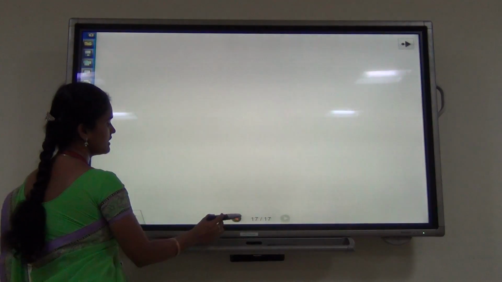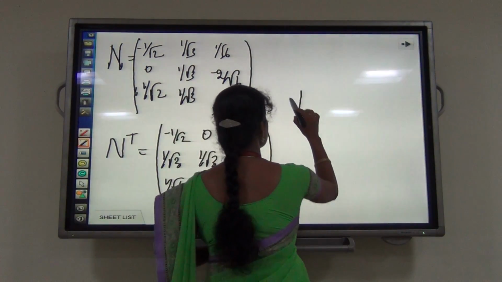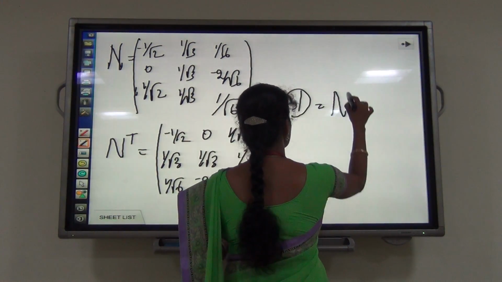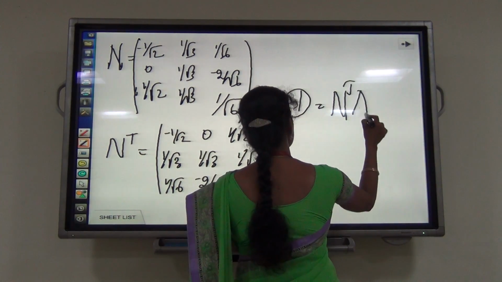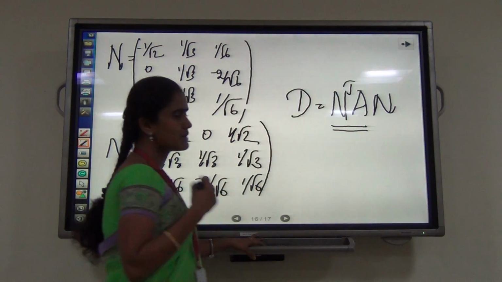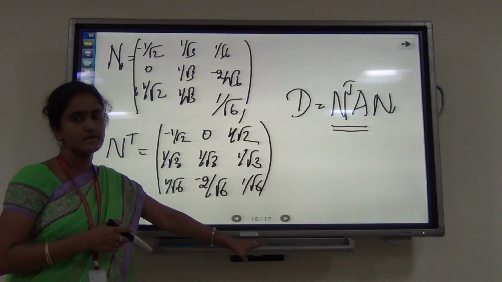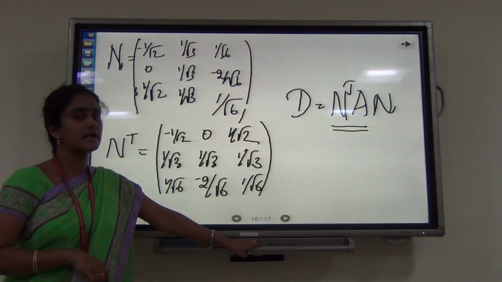As we have found N transpose, and this is your N and this is your N transpose. How to get D? D is equal to N transpose A N. So let us first multiply these two, and the multiplied matrix we have to multiply with N. Therefore, we have to check whether we get the diagonal matrix.